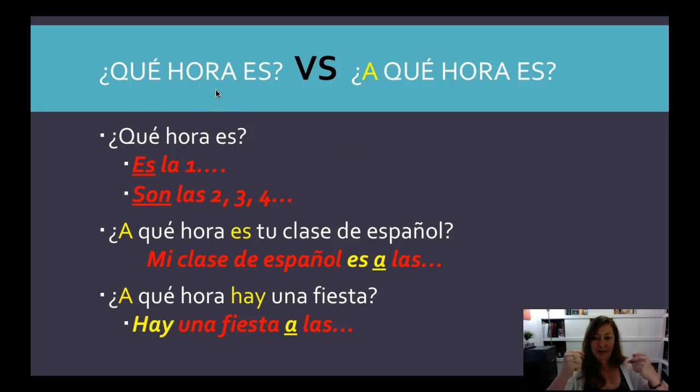Another recap. We're having a mucha lucha. ¿Qué hora es versus ¿a qué hora es? It's different. ¿Qué hora es? You look at your watch and say, es la 1, son las 2, son las 3, son las 4. Pero, ¿a qué hora es tu clase de español? You would answer, mi clase de español es a las 2, es a las 3, es a las 4. ¿A qué hora hay una fiesta? Hay una fiesta a las 10 de la noche o hay una fiesta a las 11 de la noche.